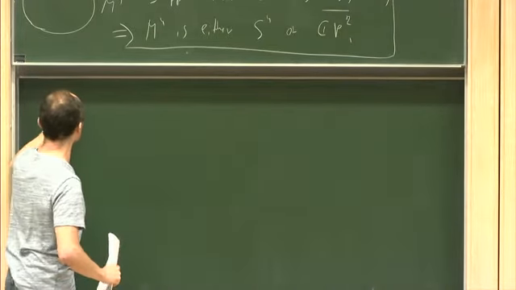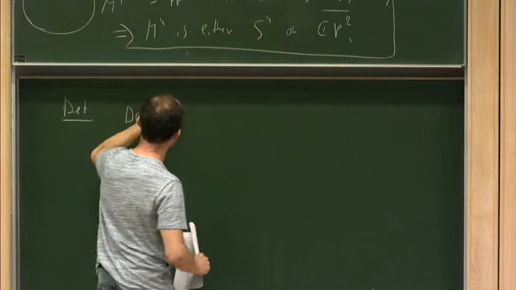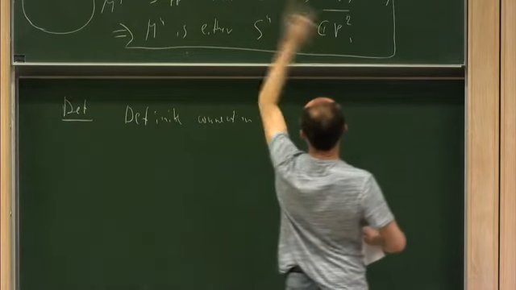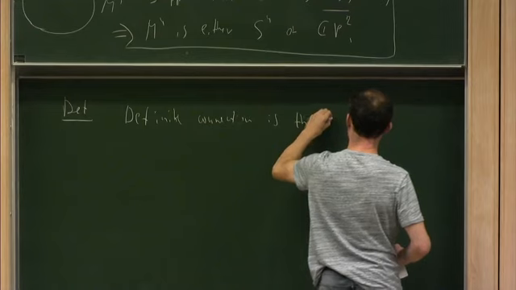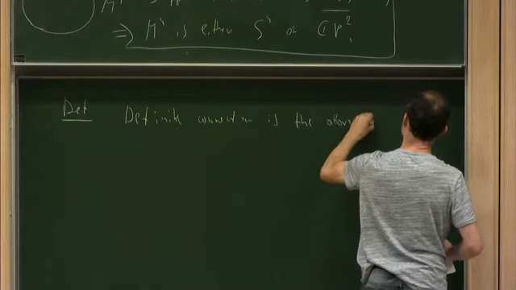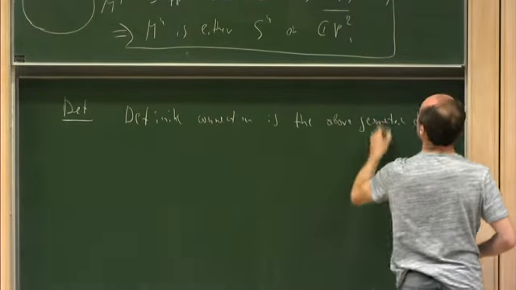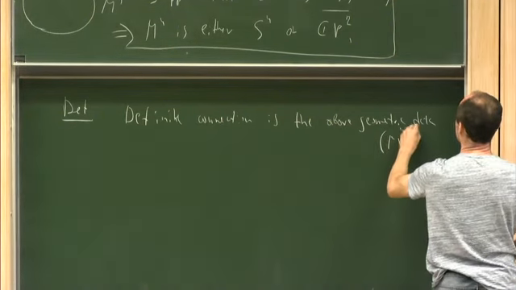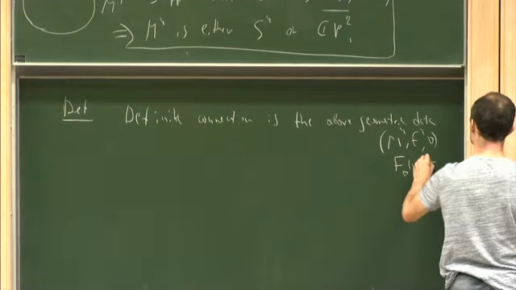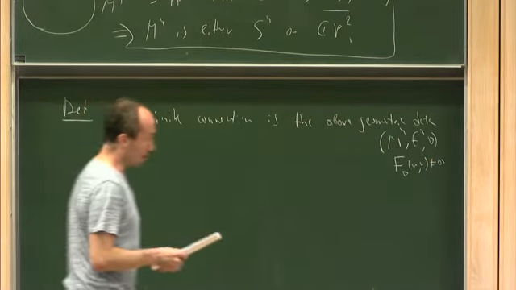Yeah, and so this is the theorem, and the definition is: a definite connection is this geometric data, namely M4, E3, nabla, and F nabla of u, v is non-zero. So this is the data. Okay.